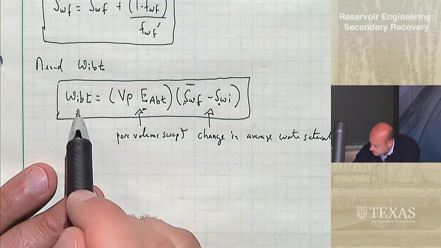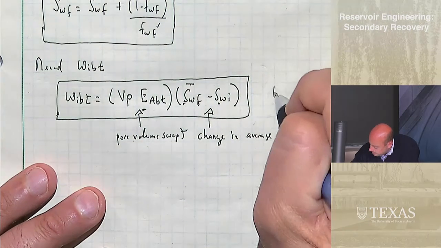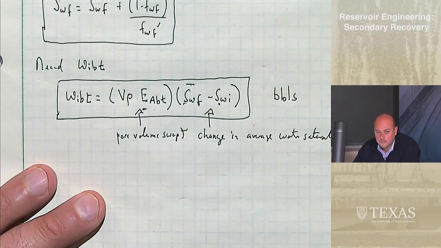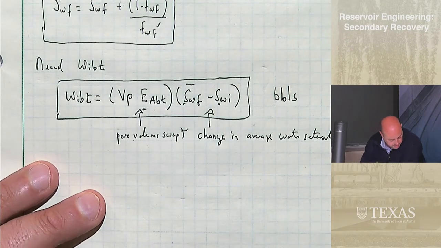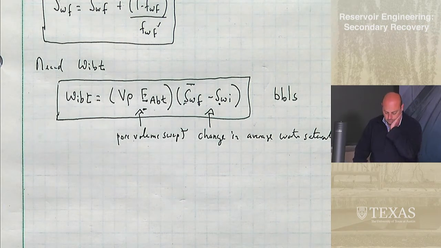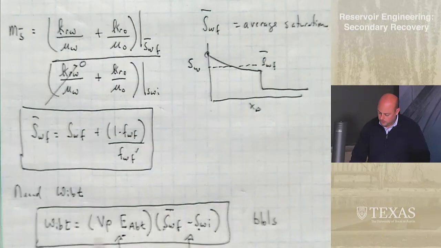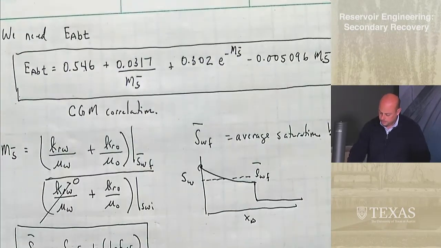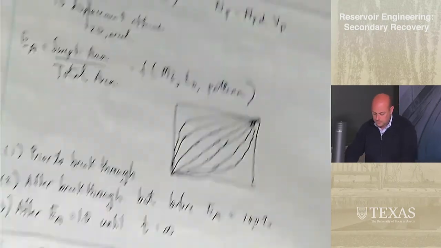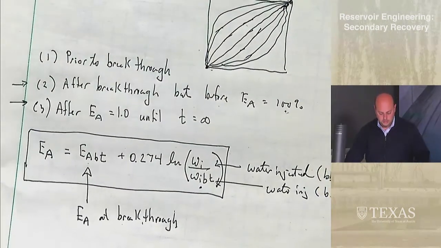Okay, so this is the amount of water, and this is going to be in barrels, the amount of water we've injected at breakthrough. So we got everything we need to get EA. We've got WIBT. We learned how to calculate EABT. And then we go in here and we get EA.